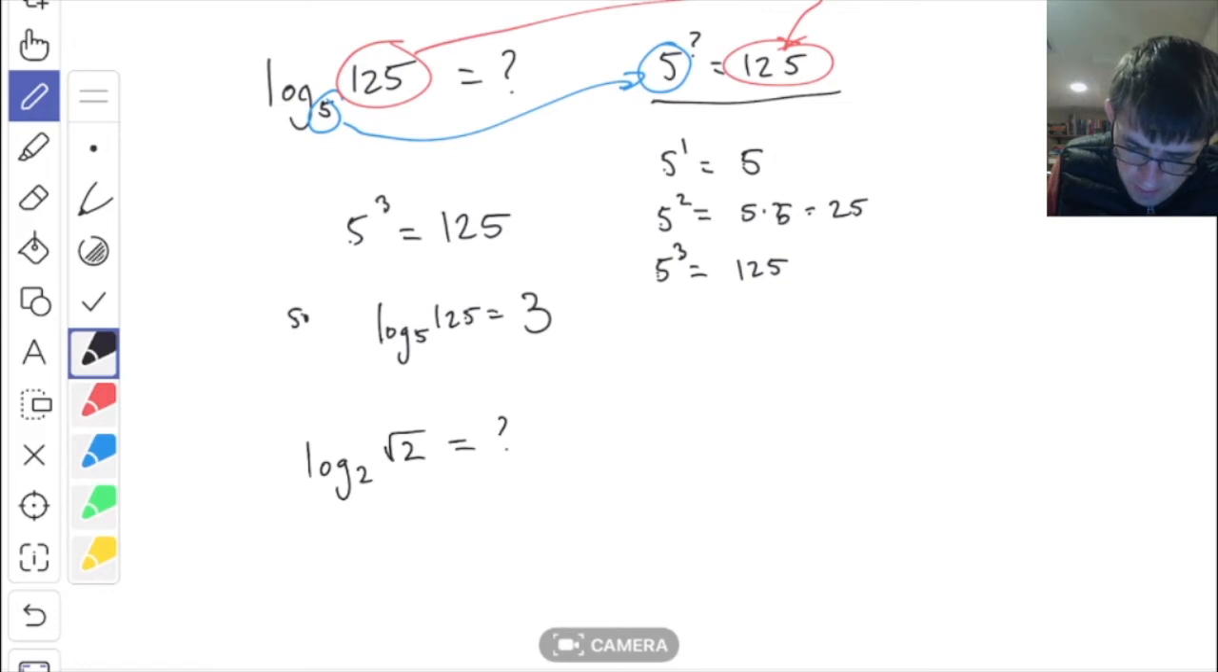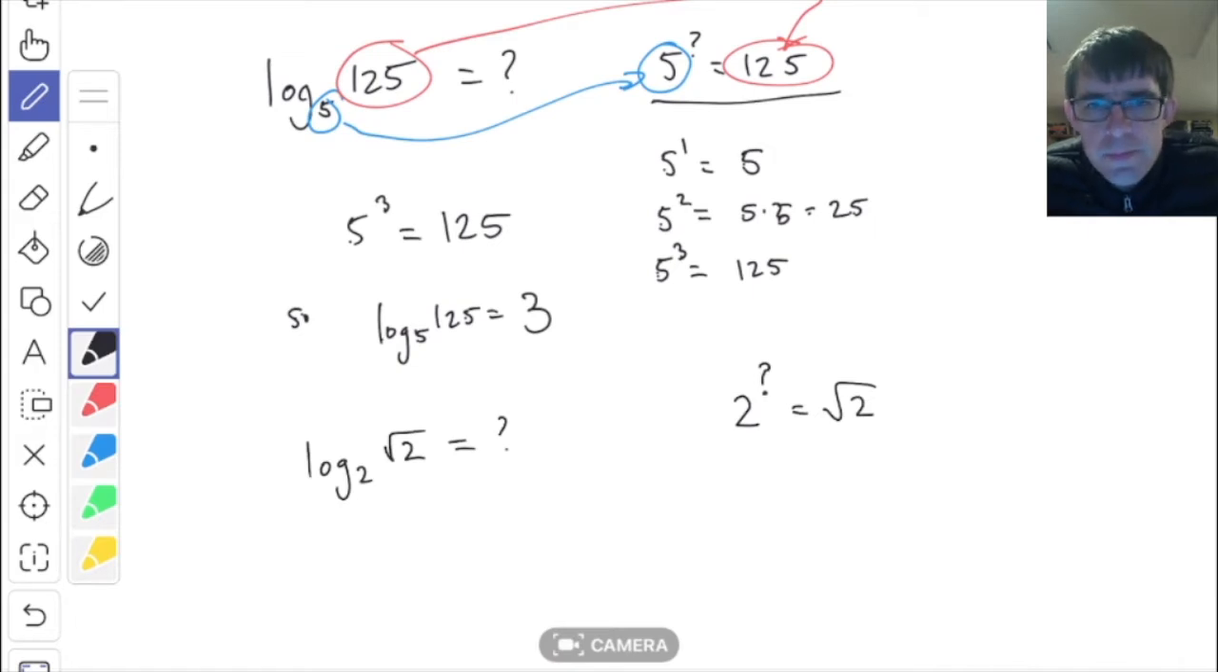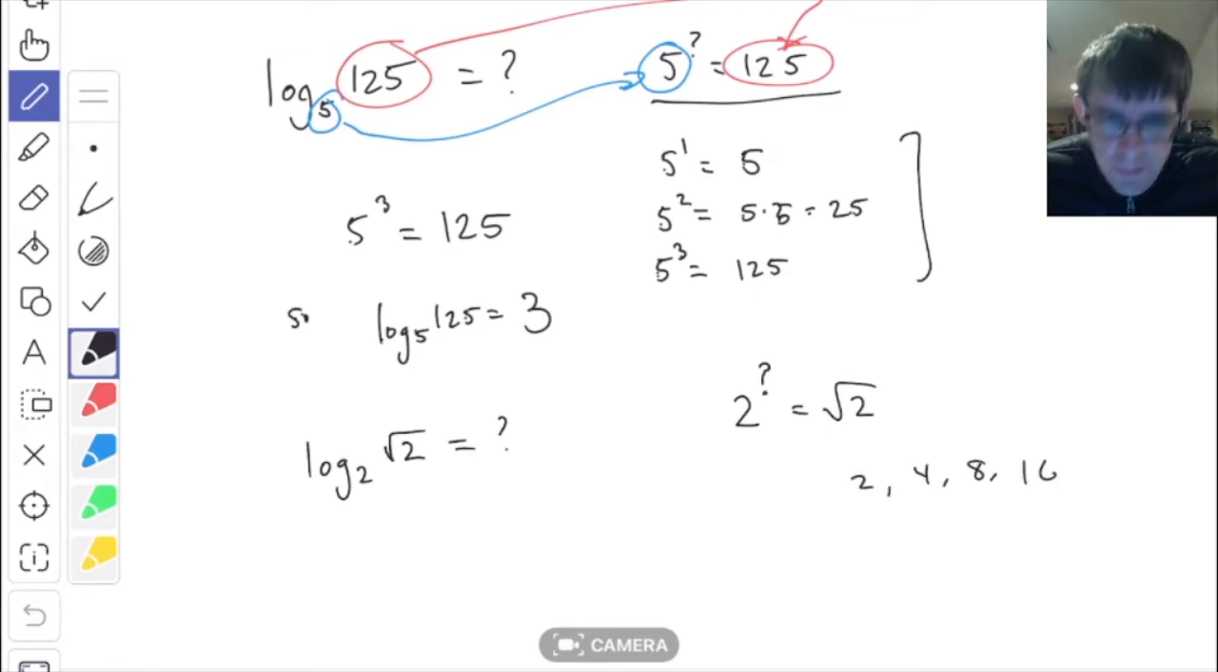This means, again, 2 to what power equals the square root of 2. Now this one's a little weird because it's a square root of 2. If you just write down all the powers of 2, kind of like I did here with powers of 5, you're going to say 2 and then 4 and then 8 and then 16. But you're not going to see square root of 2 in that list.